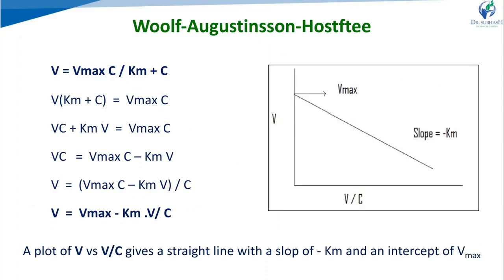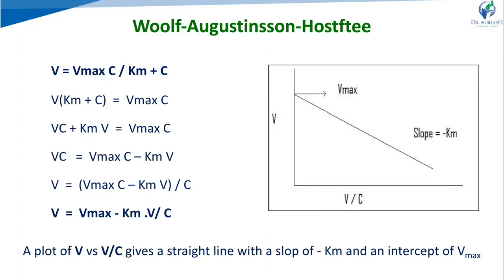The last one is the Woolf-Augustinsson-Hofstee plot. Here the initial equation is V is equal to Vmax into C upon Km plus C. Then we have to go for rearrangement: Km plus C is moved to the other side. So V into, in the bracket, Km plus C is equal to Vmax into C. We have to separate out that bracket: VC plus KmV is equal to Vmax into C. We have to move Km into V to the other side. So VC becomes VC is equal to Vmax into C minus Km into V.